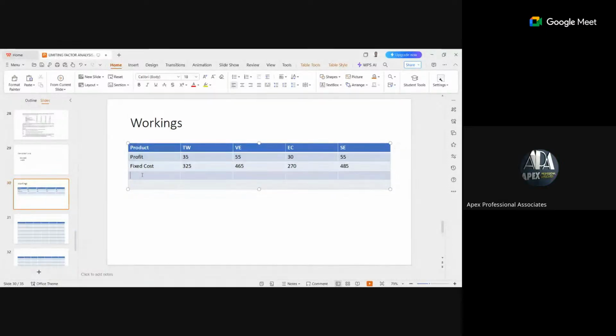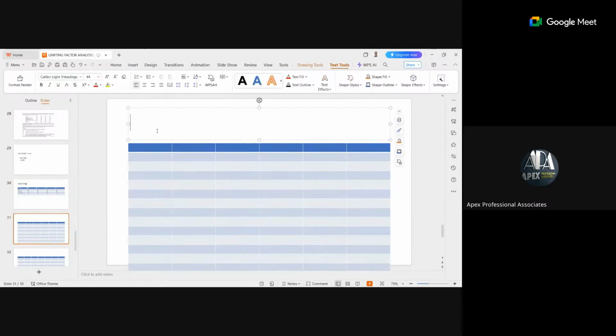So the contribution will be what? 360, 520, 300, 540. Good. Now, looking at our steel now, steel in short supply. Still in short supply. Now, our contribution.